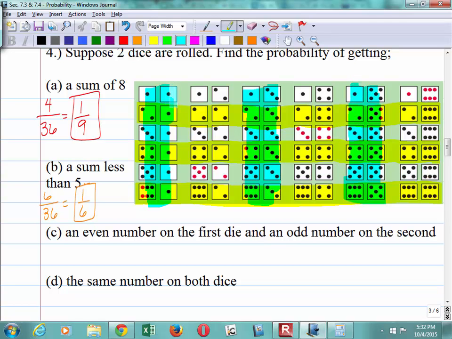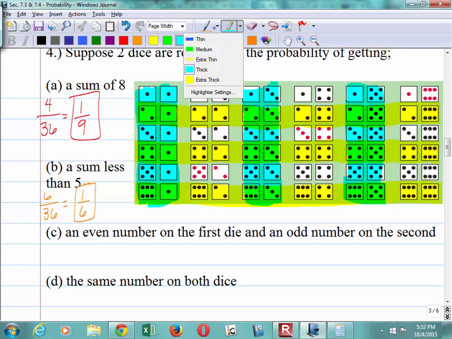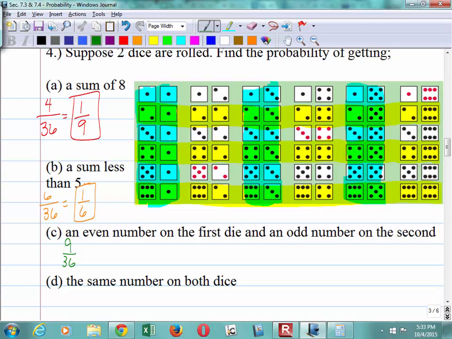So basically the ones where the yellow and blue overlap to make that green, those are the ones we're going to count. So we have 1, 2, 3, 4, 5, 6, 7, 8, 9 green ones out of 36. That's 1 out of 4.